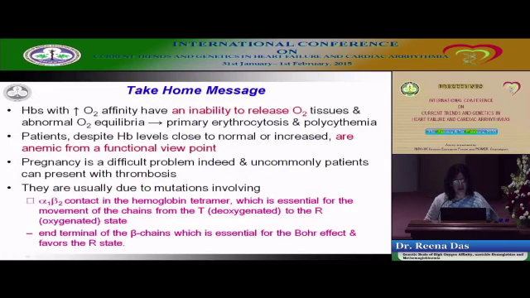So the take-home messages are that the hemoglobins with high oxygen affinity have an inability to release oxygen to the tissues and an abnormal oxygen equilibria, giving rise to primary erythrocytosis and polycythemia. Patients, despite having a normal hemoglobin or increased hemoglobins, are actually anemic from a functional point of view, which is why the stress remains actually. Pregnancy is a difficult problem in some cases, and uncommonly patients can present with thrombosis, and they're usually due to mutations in the 2 points which are important, and I showed them earlier.